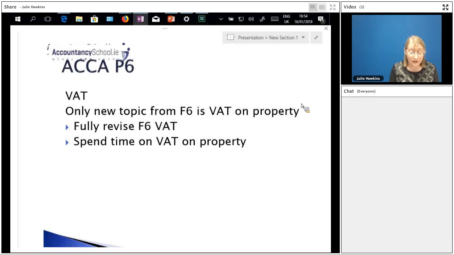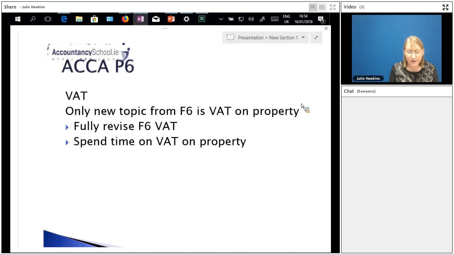So I spent a little bit of time doing a full revision of F6 VAT because, as I say, a lot of the P6 questions will incorporate our F6 topics. So I like to make sure that we have those fully revised. And I spent a lot of time on our one new area, which is VAT on property.